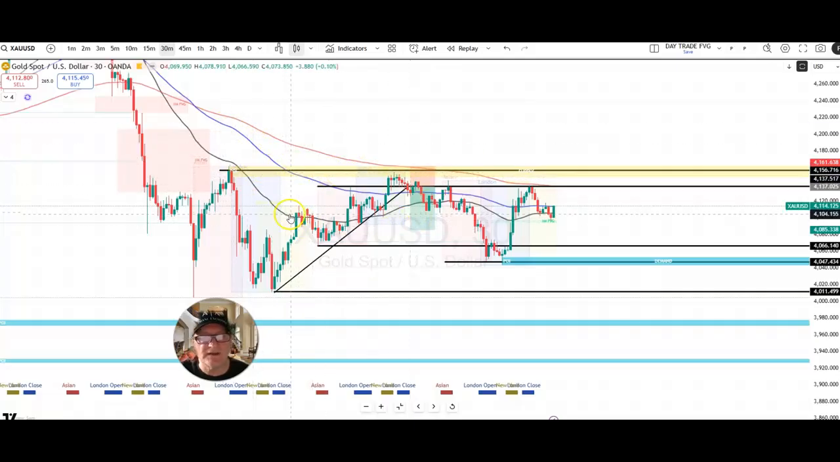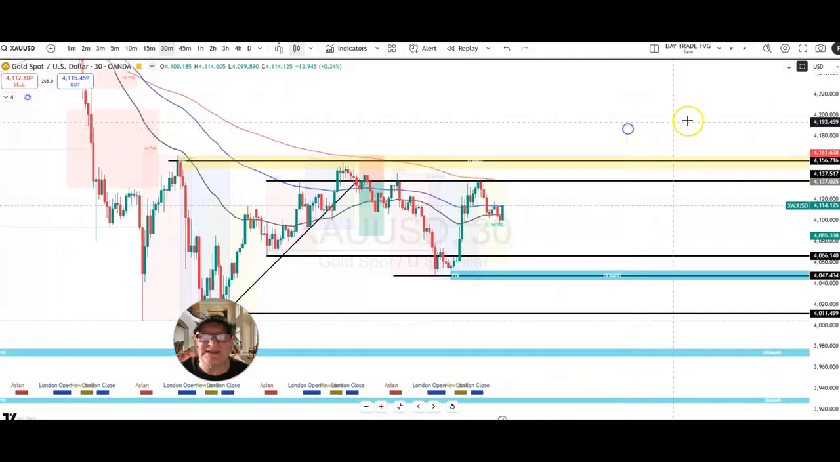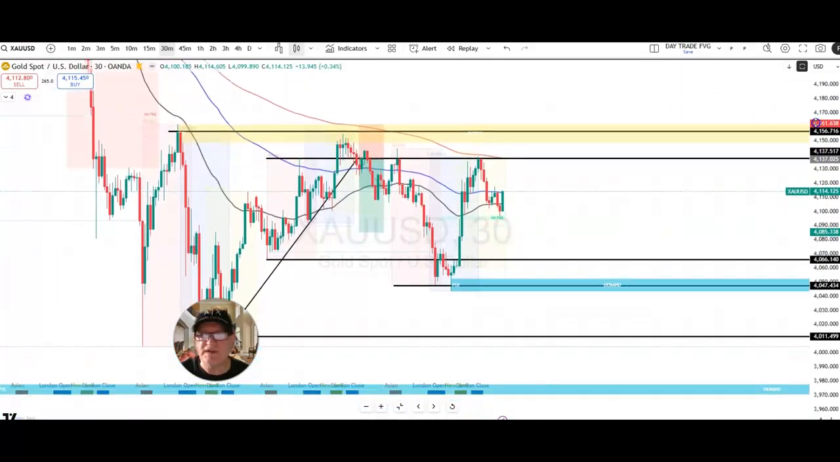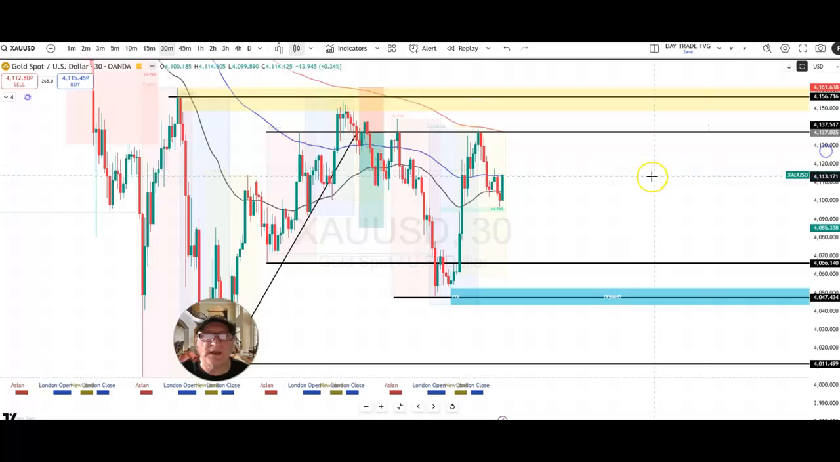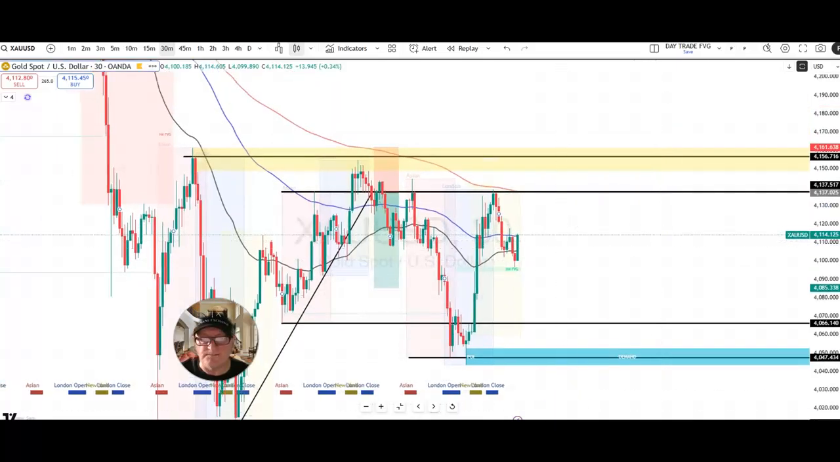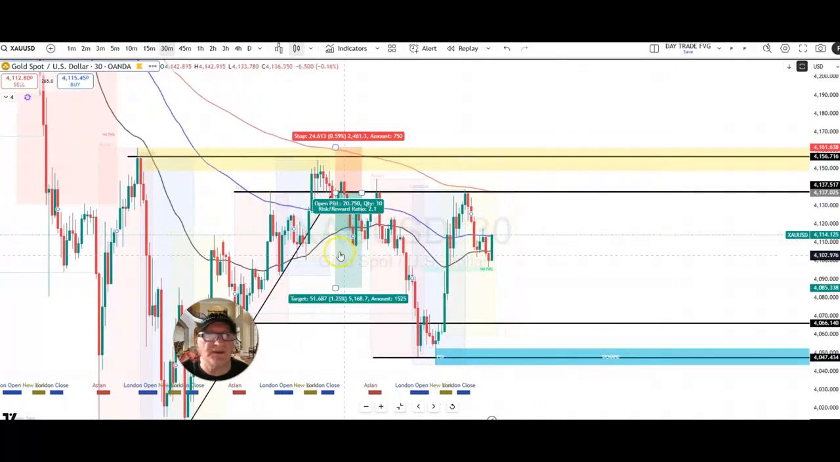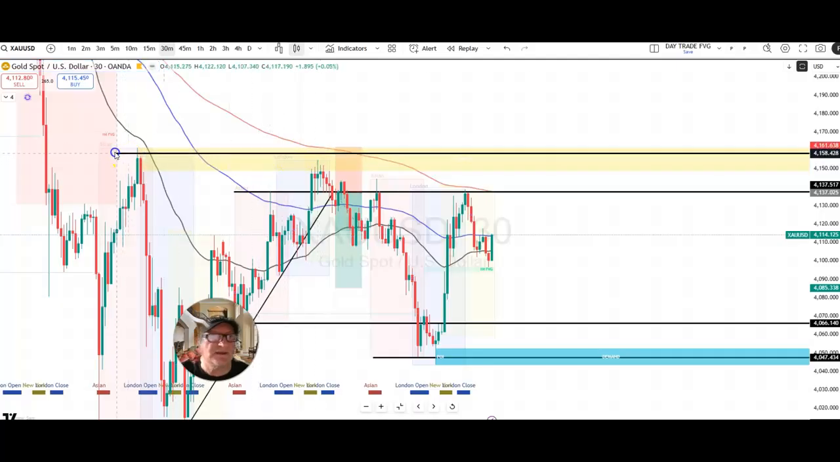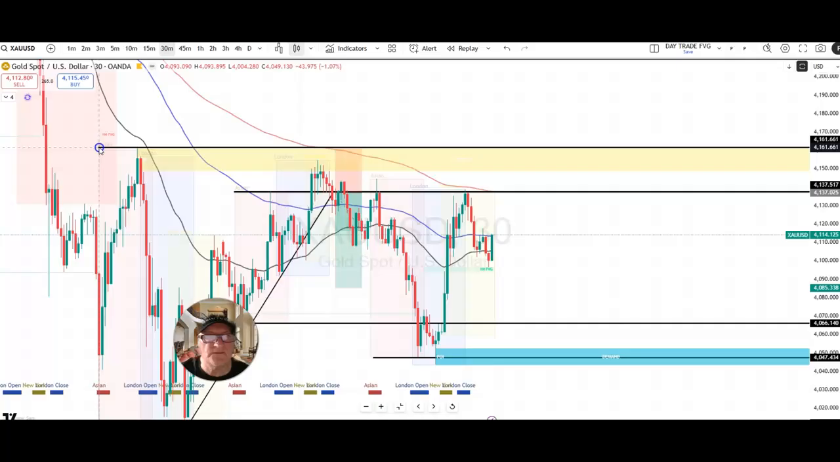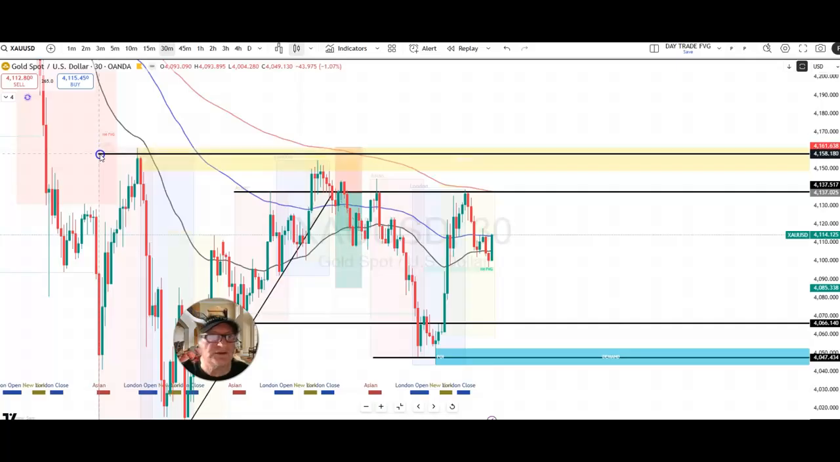We can see that by the 50, the 100 and the 200. And so the bias is highly probably likely to break down at some stage. So these lines become highly significant. And we can see if we zoom in a bit closer how significant they become. So as the price moves up into the previous London zone, and there's also a previous Asian session there as well, put a line there if you wish.